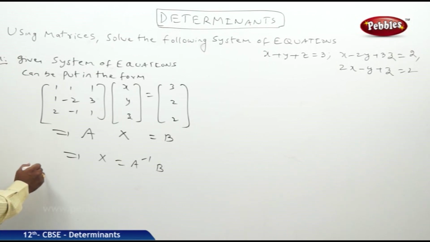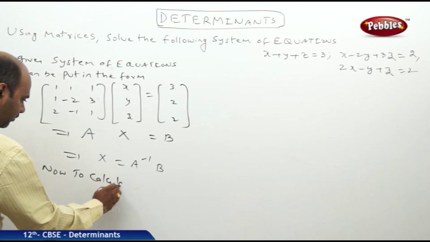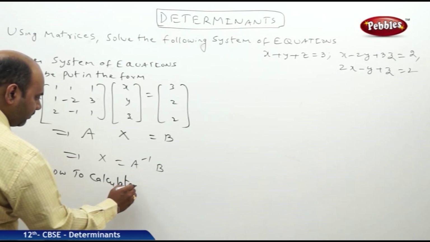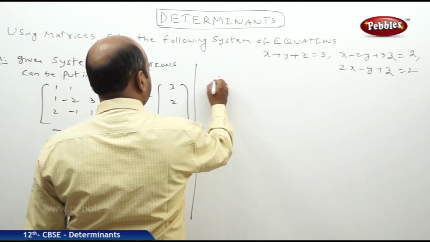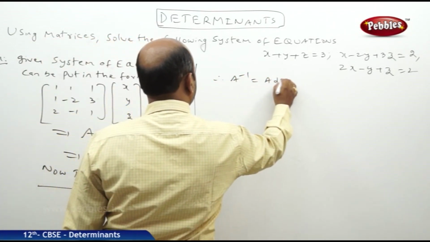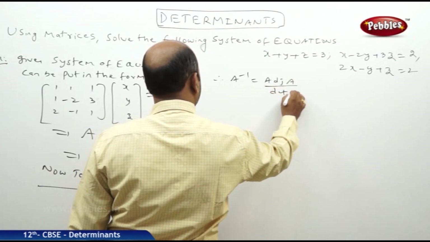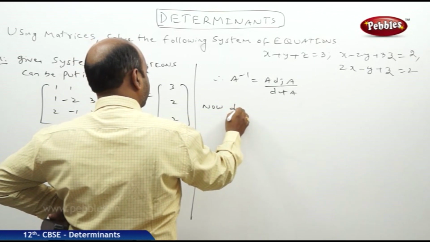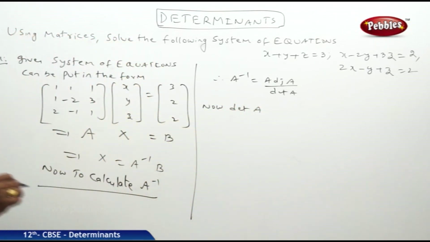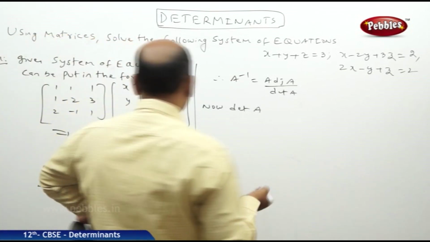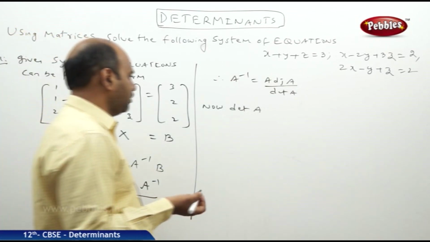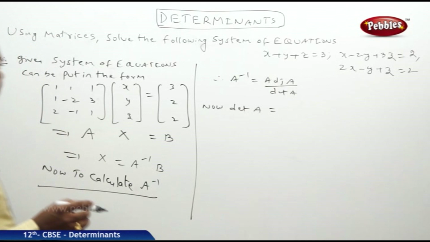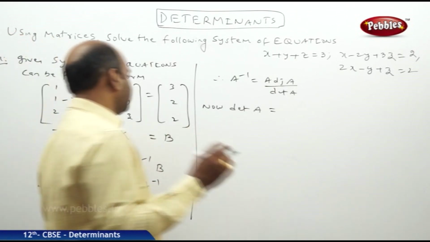Now what will we be doing? Now to calculate A inverse, A inverse is equal to adjoint A divided by det A. Now we will be finding det A, because det A should not be equal to 0. If it is equal to 0, there might be infinite number of solutions, or there might be inconsistent solution. That we shall see in a later class. But now I will be finding det A.